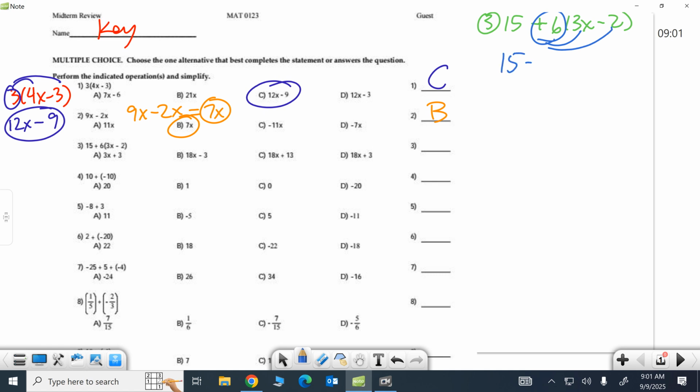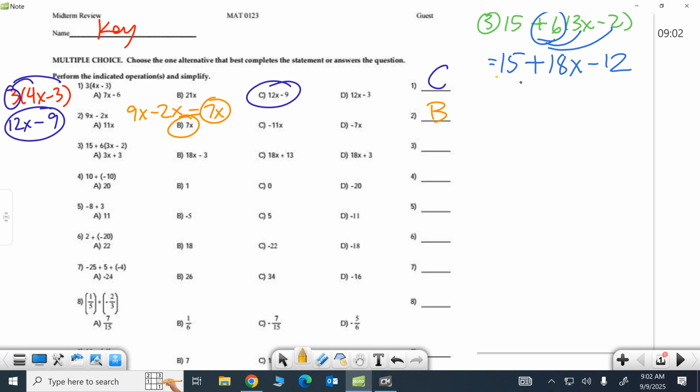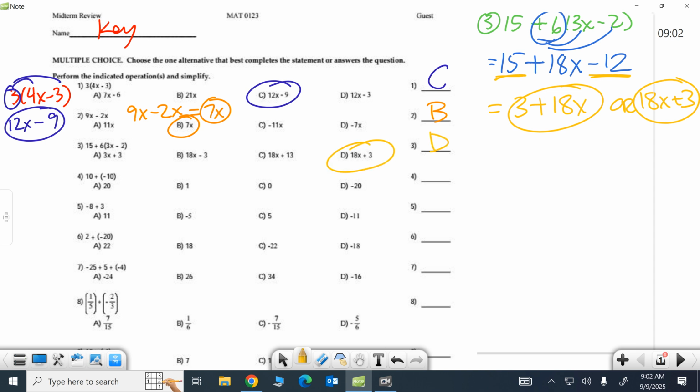So this is going to be 15 plus 6 times 3 is 18x, and then 6 times negative 2 is minus 12. So now do I have any like terms here to combine? I'm going to have my 15 and my minus 12 is going to be 3 plus 18x. That's also the same thing as 18x plus 3, right? The order doesn't matter as long as the 18x is positive and the 3 is positive. 18x plus 3 is D. So C, B, and D for the first 3.